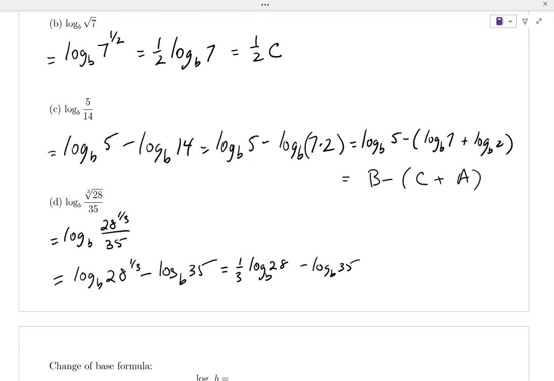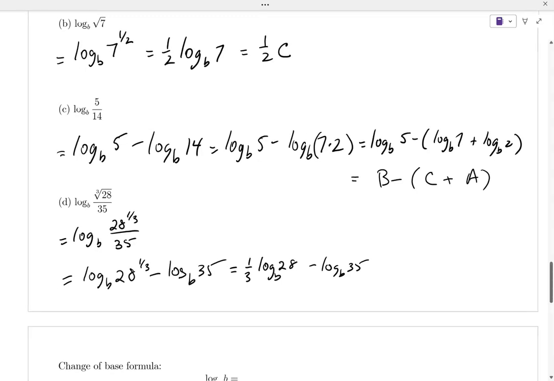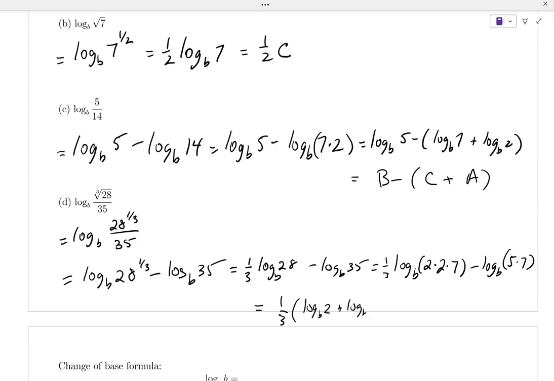Okay. You said something about rewriting the 28 and the 35? Yep. Well, how can you rewrite the 28? Okay. 2 times 2 times 7. Works for me. And then the 35? 5 and 7. Good. How can you rewrite log base b of 2 times 2 times 7? Log base b of 2 plus log base b of 2 plus log base b of 7. That works for me. Good.